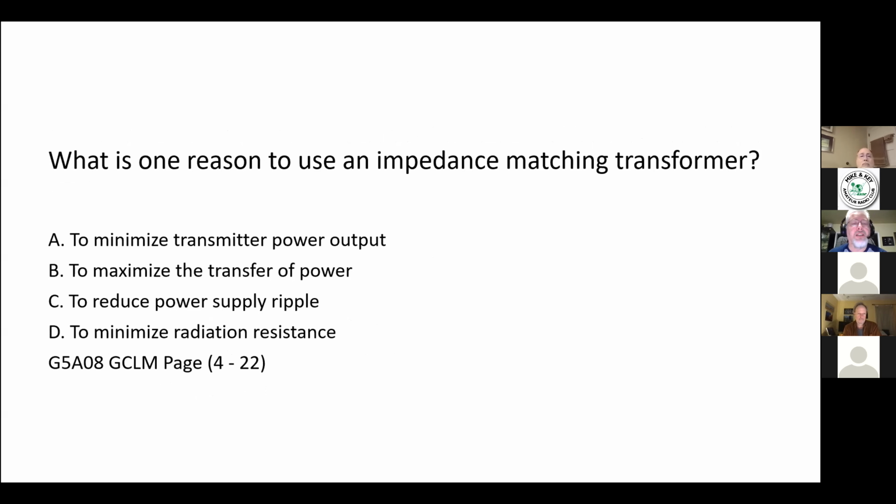What is one reason to use an impedance matching transformer? A, to minimize transmitter power output. B, to maximize the transfer of power. C, to reduce power supply ripple. Or D, to minimize radiation resistance. Bravo. Maximize that power transfer.